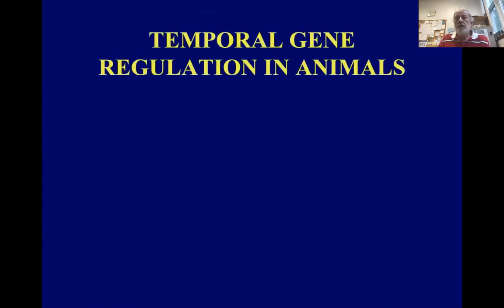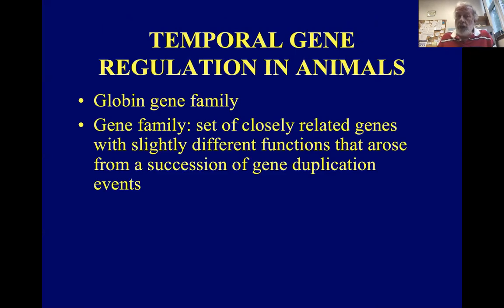So, temporal gene regulation in animals, then moving on to that. We'll discuss the globin gene family, but first we need to define what gene families are. These are sets of closely related genes with slightly different functions, and they arose from a single ancestor via a succession of gene duplication events in the past.